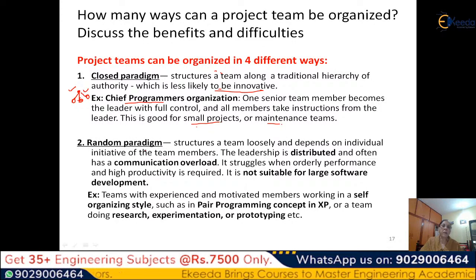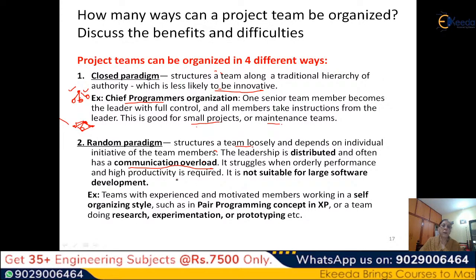Then comes the random paradigm. It is just the opposite of the closed paradigm, where you have a structure which is very loosely structured. It is kind of a distributed team organization. It depends on individual initiative of the team members. Leadership is distributed like a network, but then you will have a communication overload. Why will you have a communication overload? Because everybody talks to the other person. They are all connected, so everybody talks. The communication takes a lot of time of the project, and so you have a lot of loss.